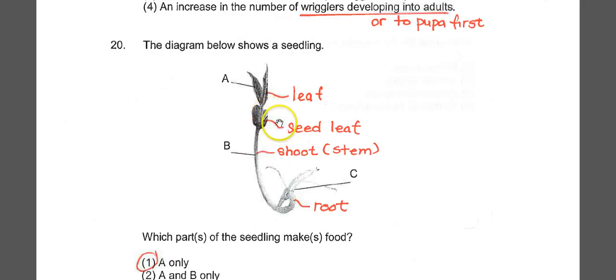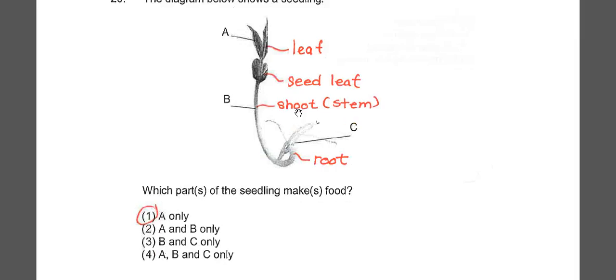You have to take note that this part is still the seed leaves, this is the leaf and root and so on. Which part of the seedling makes food? Remember, makes food is not supplies food. So the leaf is the part that makes food, right? But the seed leaf is the part that supplies food. All right. Before that, it supplies food before even the leaves can start making food on their own.